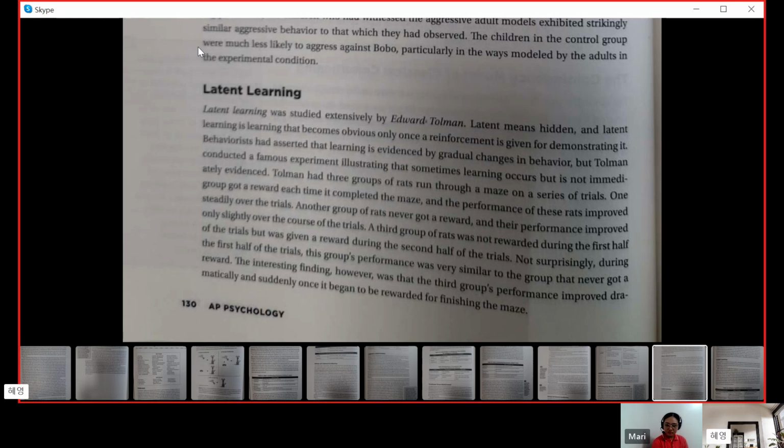Not surprisingly, during the first half of the trials, this group's performance was very similar to the group that never got a reward. The interesting finding, however, was that the third group's performance improved dramatically and suddenly once it began to be rewarded for finishing the maze.